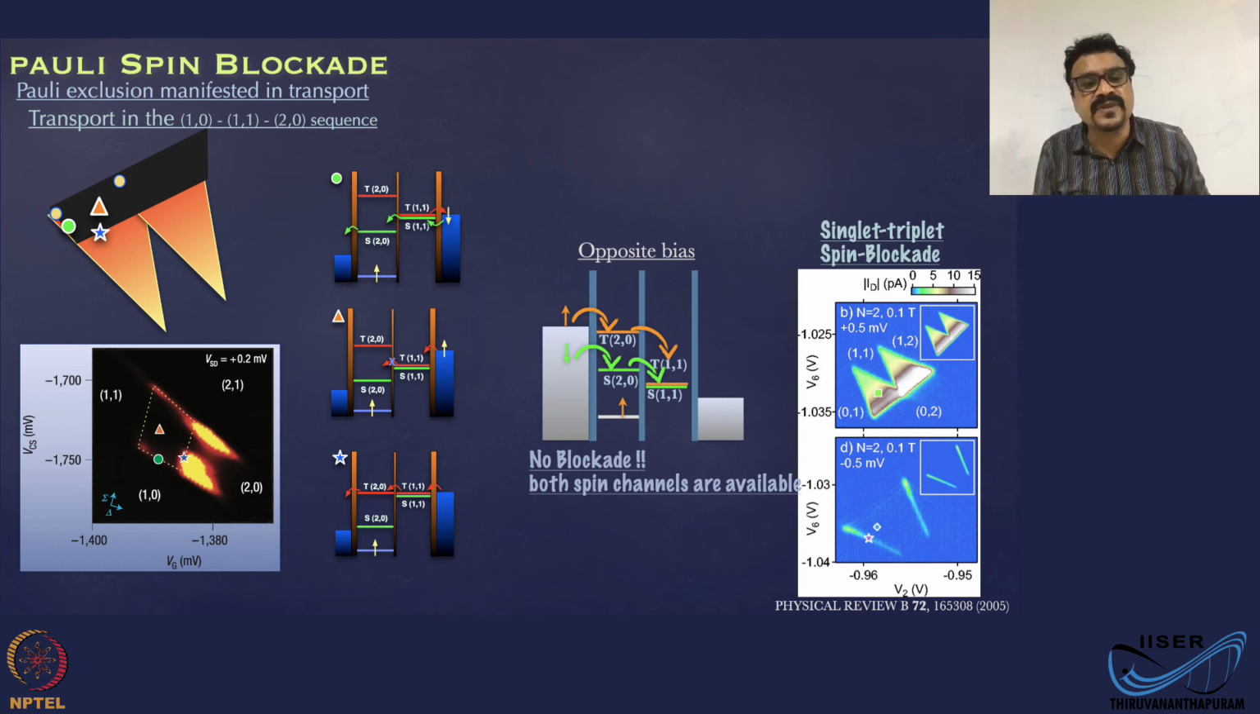Now, of course, this region corresponds to a different gate voltage configuration, where the T11 and S11 states are in resonance with the T20 state, where the current is going to flow. And in the opposite bias case, both these channels are available, and you get no blockade. You get current through the system all the time.